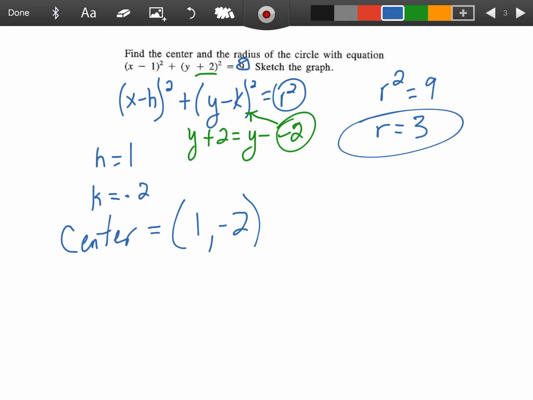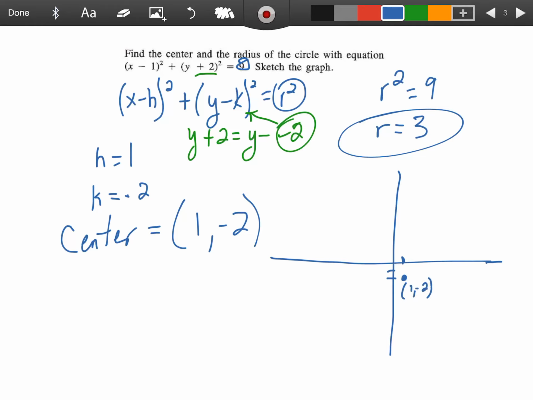1 comma negative 2. And now we want to just quickly sketch the graph. I'm going to start by sketching the center, and then we'll sketch 4 more points. We will sketch those points that are exactly the distance 3 away, and we'll see how to do that. So I move over 1, down 2. I apologize that I don't have a nice graph here. So this is my center, 1 comma negative 2.